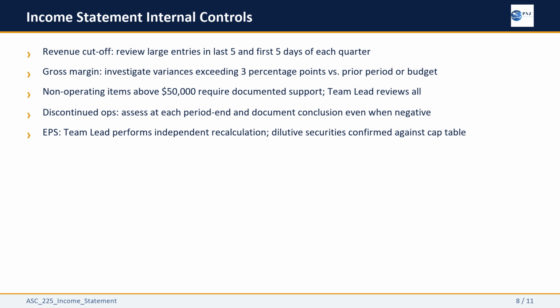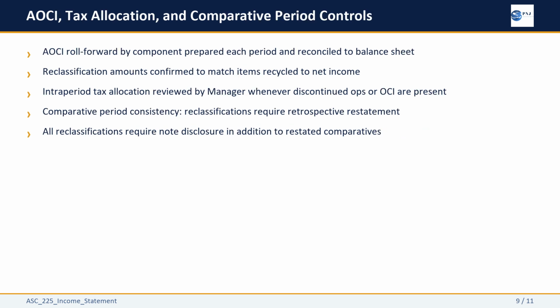support. The discontinued operations assessment happens at every period end, with the conclusion documented even when the answer is that nothing qualifies. EPS calculations are verified through an independent team lead recalculation, with dilutive securities confirmed against both the cap table and debt agreements. 3 controls address the more complex income statement areas.